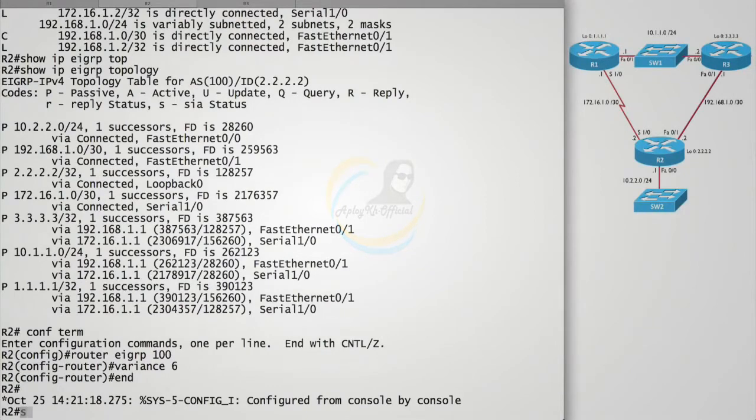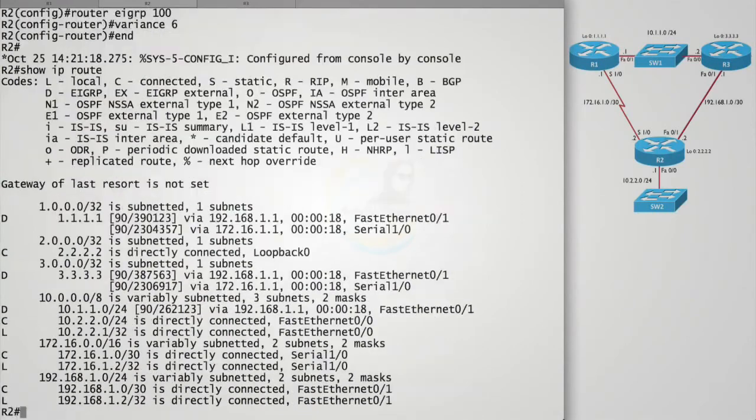Let's take a look. Let's do a show IP route, and for 1.1.1.1, we now have two paths in the IP routing table. We only had one before. And by giving that variance command, it's also giving us a couple of ways to get to the loopback IP address of router R3. And that's how we configure unequal cost load balancing with EIGRP. We use the variance command.